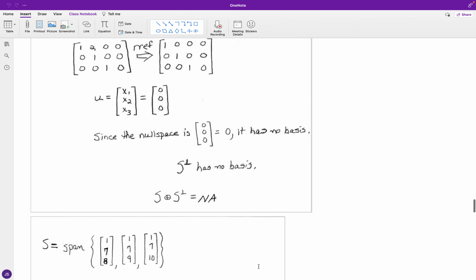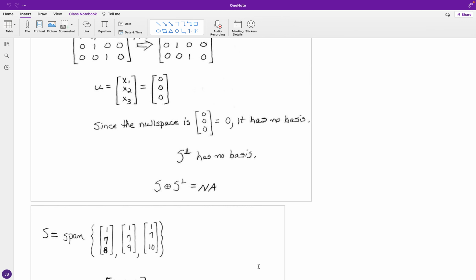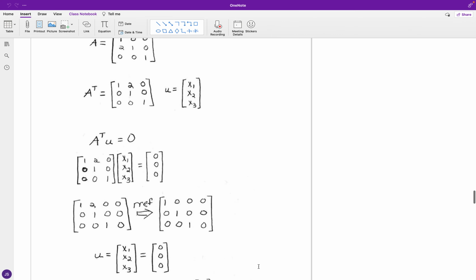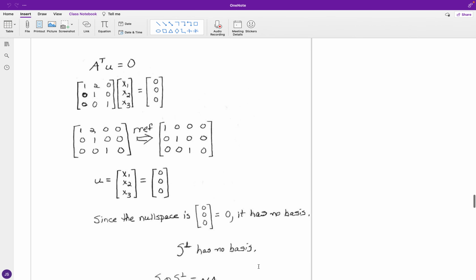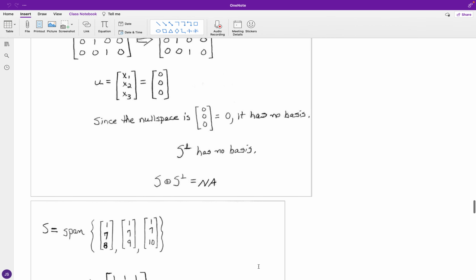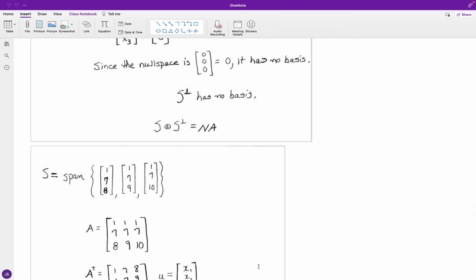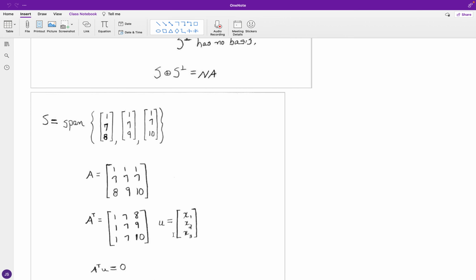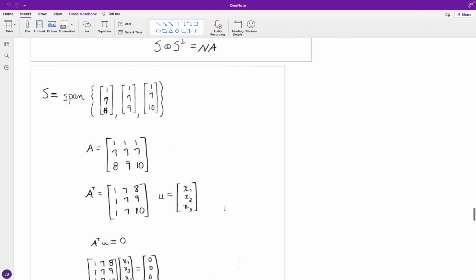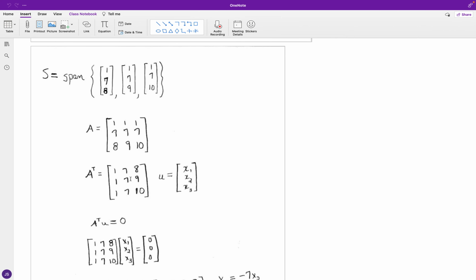Now, let's say that S also consists of three 3x1 vectors. Before, we had three 3x1 vectors, but there was no basis from which we could determine the orthogonal complement or the direct sum that follows. But now with the elements, we have 1, 7, 8, 1, 7, 9, 1, 7, 10. And again, the coefficient matrix is 1, 1, 1, 7, 7, 7, 8, 9, 10 as we go row by row. And the transpose, also going row by row, is 1, 7, 8, 1, 7, 9, 1, 7, 10.